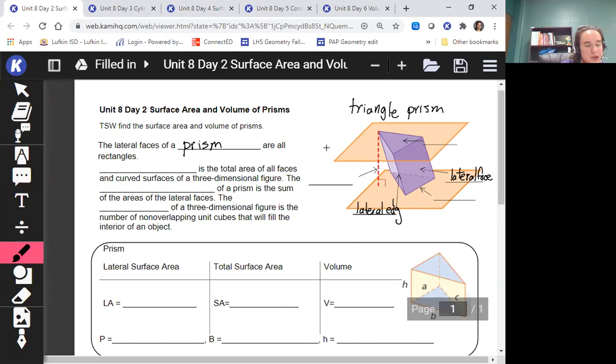Your shape that isn't a rectangle is your base. And if all of your sides are rectangles, the rectangle that the prism is sitting on is your base. This right here with the right angle is your height. And where your base and your lateral face meet up is a base edge.